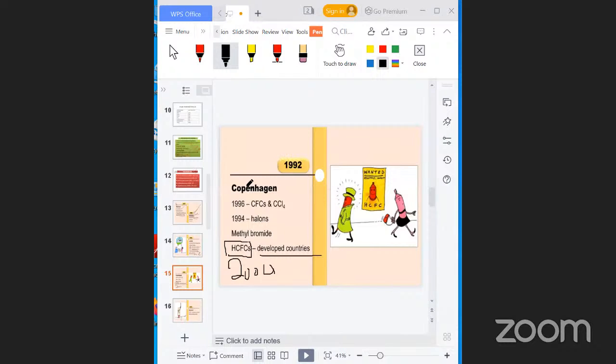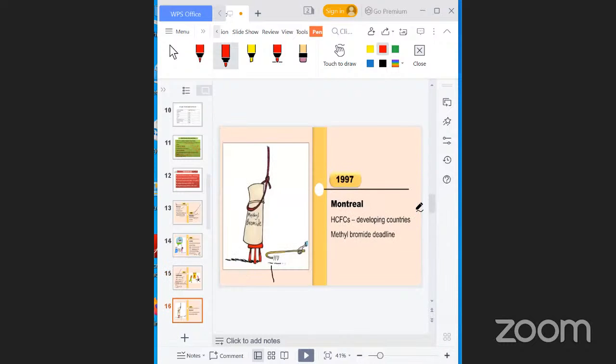Right? So under this agreement, the chlorofluorocarbons, halons, carbon tetrachloride and methyl bromide were added for complete phase out in the year 1996 in developed countries. In addition, consumption of methyl bromide was capped at 1994 levels. So this is the fourth meeting.